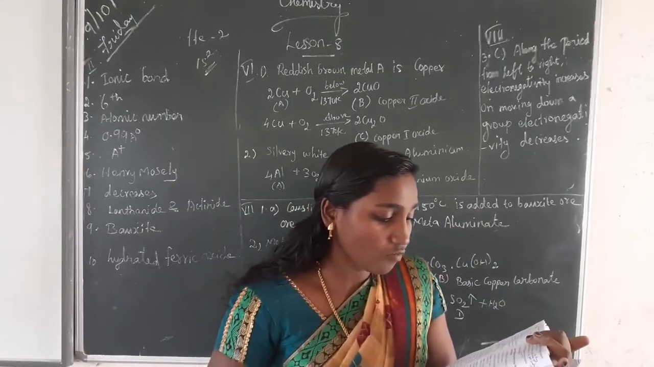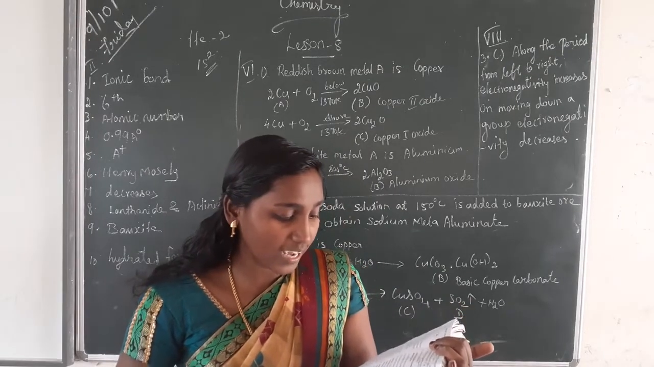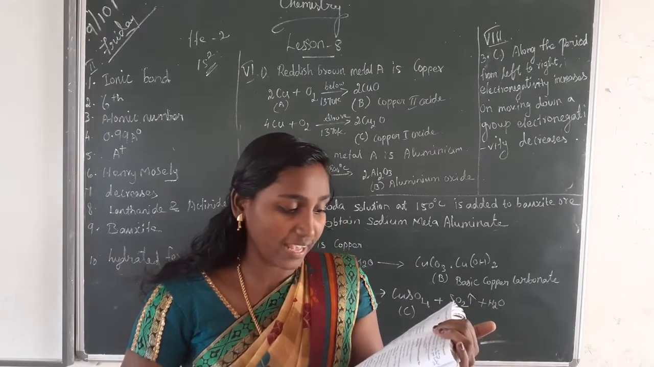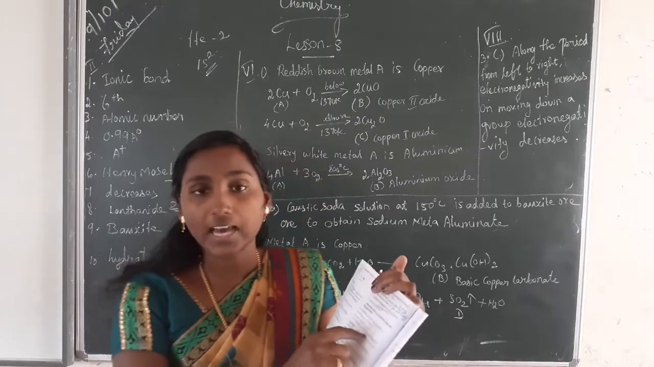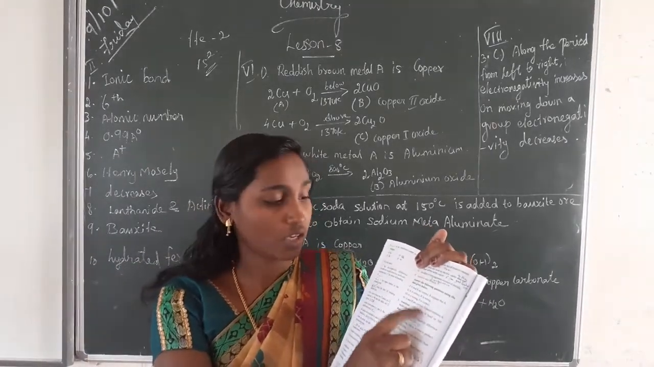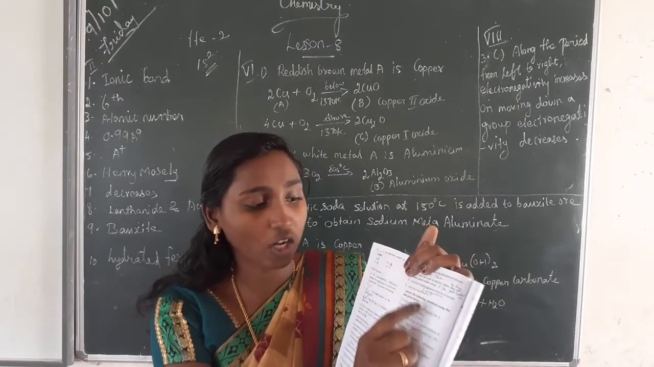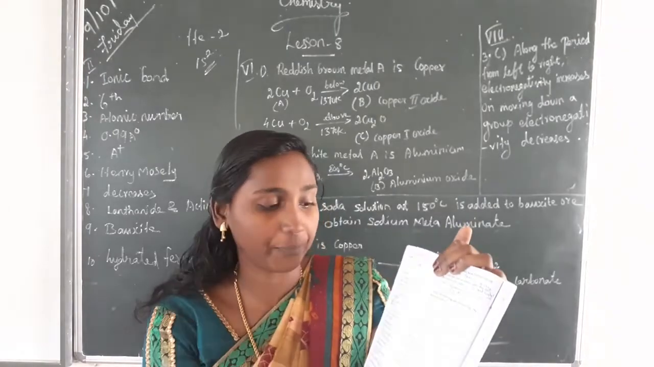Then assertion and reason. First one, the nature of bond in HF molecule is ionic. The electronegativity difference in HF is 1.9. So here both are correct only. The second one, this reason explains the assertion. So mark option first one as the answer. A and R are correct, and R explains A.